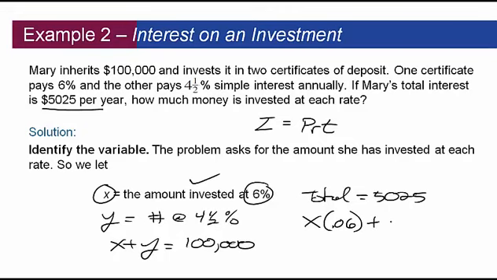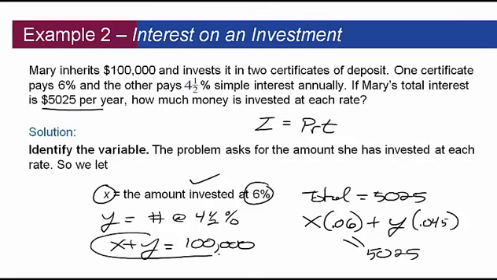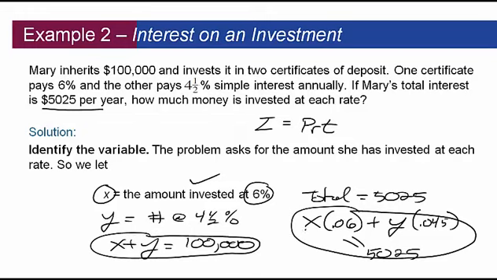And then we have to add how much she makes off the second account, which is Y times 0.045. And that whole amount, right, has to equal 5,025. So we now have 2 equations, right? We have this one and this one. And we have 2 unknowns. So we can solve 2 equations with 2 unknowns.